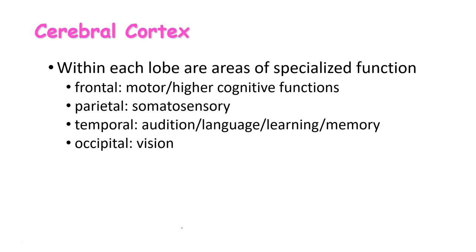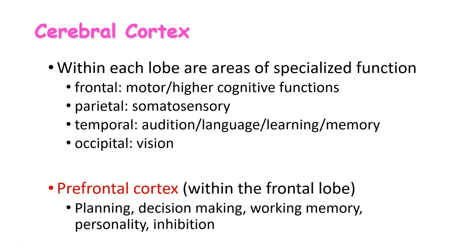The parietal lobe, as I mentioned, handles all information originating from the body, so skin, muscles, body position, and the like. Temporal lobe handles audition, which is a fancy word for hearing, language, learning, and memory, and occipital almost always handles solely vision. Within the frontal lobe, as I mentioned to you earlier, there are functions that are considered to be executive functions, and they are largely handled by the prefrontal cortex.